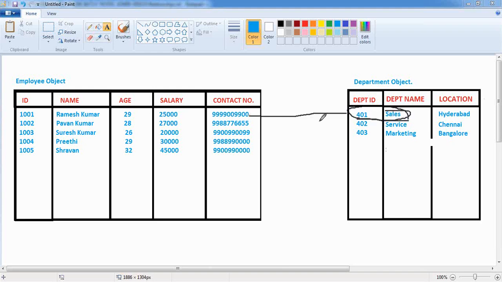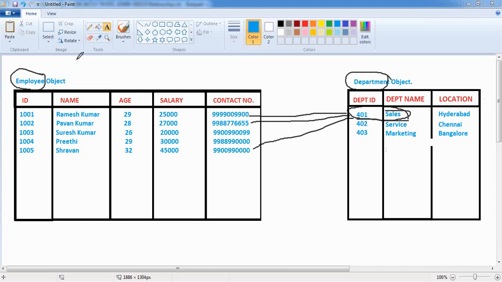In the sales department, Ramesh is working, and Pawan is working, and Shravan is working here. So we can identify the department as the parent and the employee as the child. Whenever you are identifying the parent and child objects, we don't have any such rule in the IT industry that if the table name starts with this character, it will be the parent, and if it starts with that character, it will be the child. There is no such rule. It purely depends upon your business requirement and your analysis.